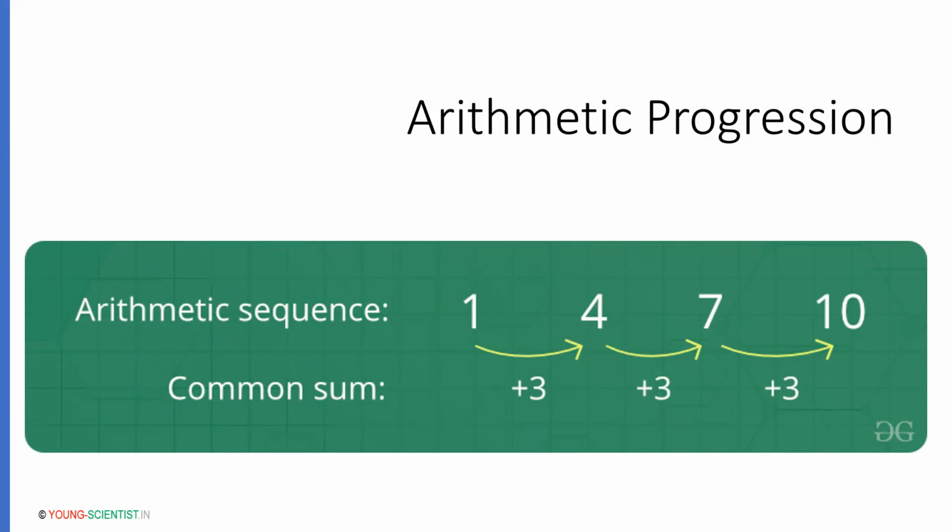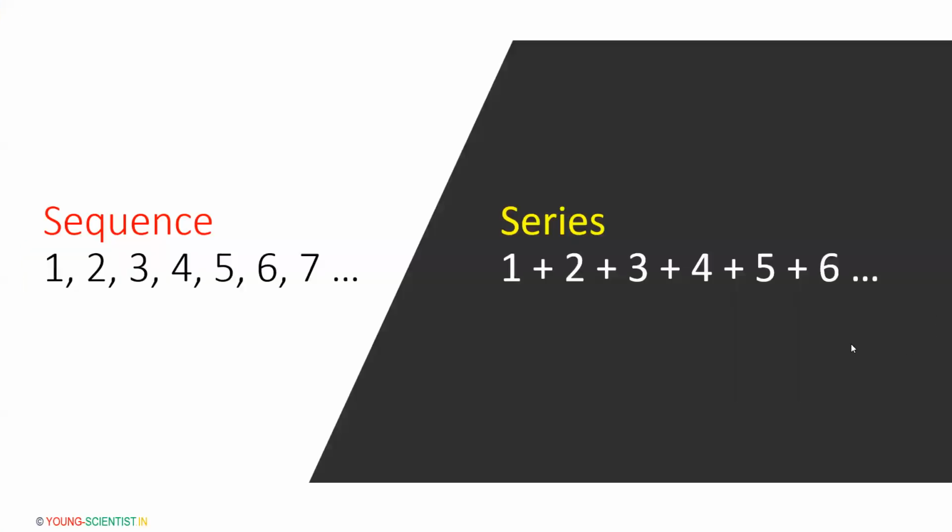This number which gets added to each term is known as the common difference, and it is a constant. In this case, the sequence has a common difference of 1. It's the sequence of whole numbers.